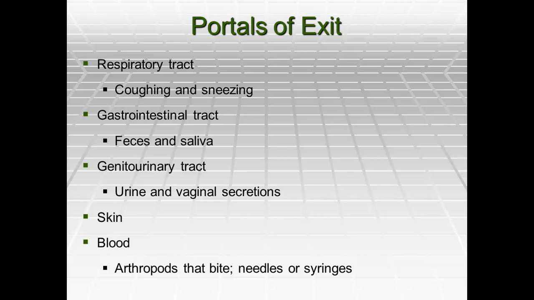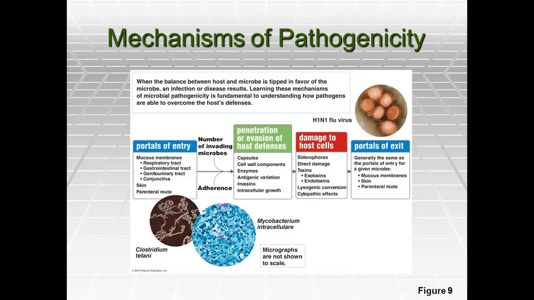So portals of exit: respiratory tract through coughing and sneezing, gastrointestinal tract through feces and saliva, genitourinary tract through urine and vaginal secretions, the skin, the blood, arthropods that bite such as mosquitoes, needles, or syringes. So here, this ties it all together for you. The portals of entry, number of invading microbes and how they adhere. And then once they adhere, they have to be able to penetrate. And once they're able to penetrate, then they can cause what? Damage. And once they cause damage, then they continue to move. Here ends Chapter 8.